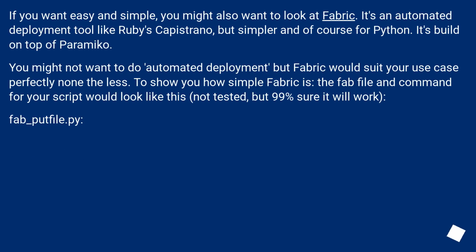If you want easy and simple, you might also want to look at Fabric. It's an automated deployment tool like Ruby's Capistrano, but simpler and of course for Python. It's built on top of Paramiko. You might not want to do automated deployment, but Fabric would suit your use case perfectly nonetheless.